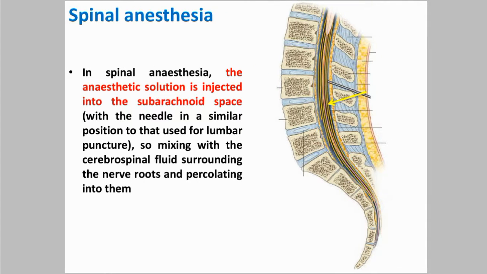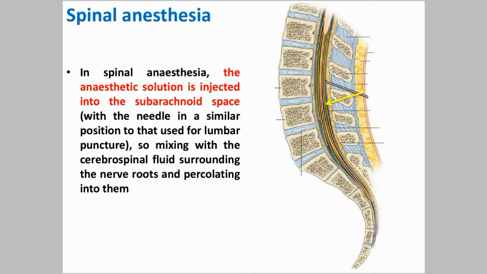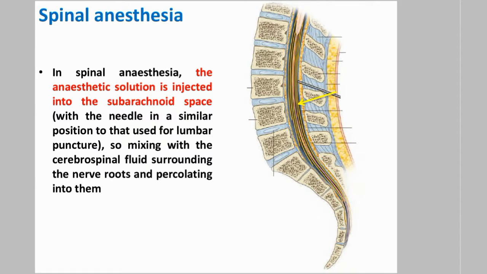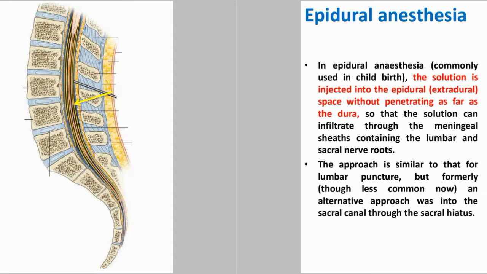In spinal anesthesia, the anesthetic solution is injected into the subarachnoid space with the needle in a similar position to that used for lumbar puncture. So it mixes with the cerebrospinal fluid surrounding the nerve roots, percolates into them, and does its anesthetic action.